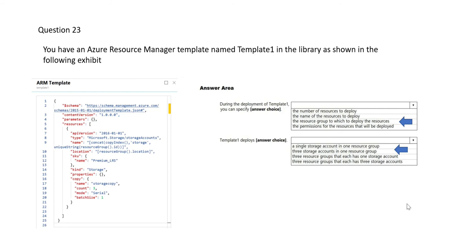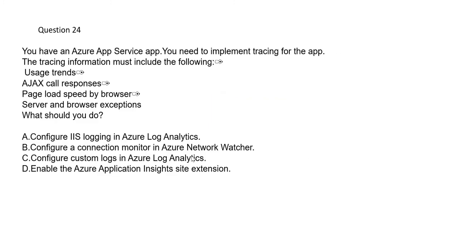Let's move forward to the next question. Now you may pause this video here to read this question. So this is purely a website related question. You have an app service where you are hosting some web application and you have to monitor it. So tracing is a sort of monitoring.